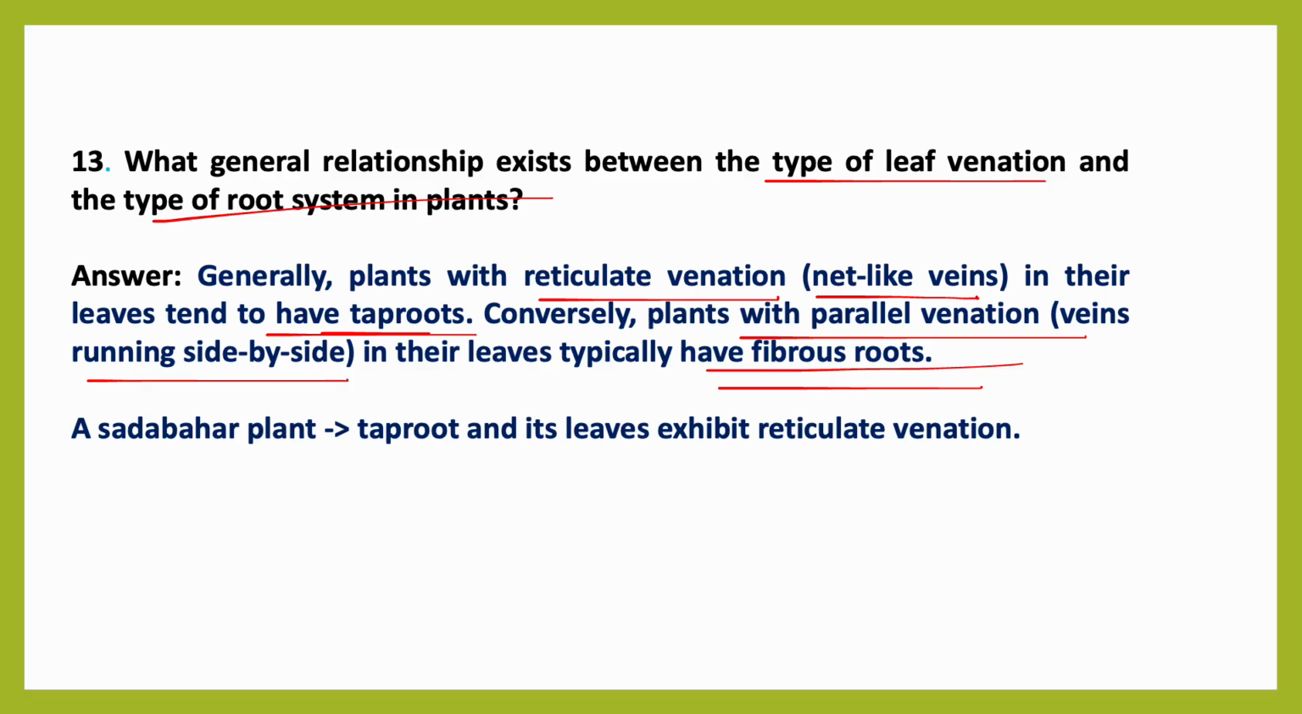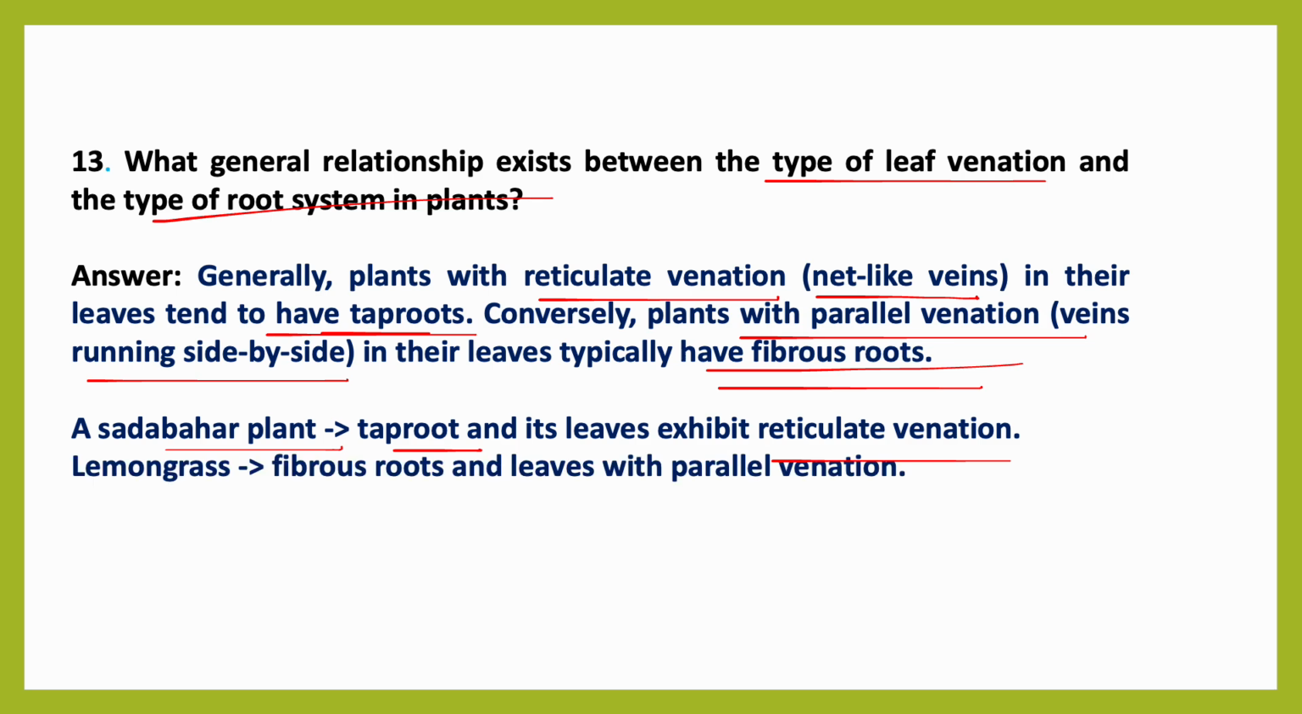For example, a Sadabahar plant. It has a taproot system and its leaves exhibit reticulate venation. Then what about lemongrass? It has fibrous roots and leaves with parallel venation.